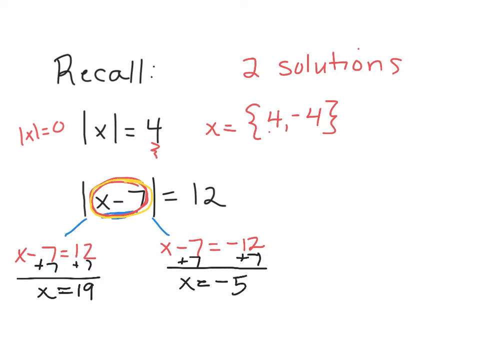And I should check those. If x is 19, let's see, 19 minus 7 is the absolute value of 12, which is 12. That's good. X is -5. The absolute value of -5 minus 7 is the absolute value of -12, which is also 12. So those are my two solutions.